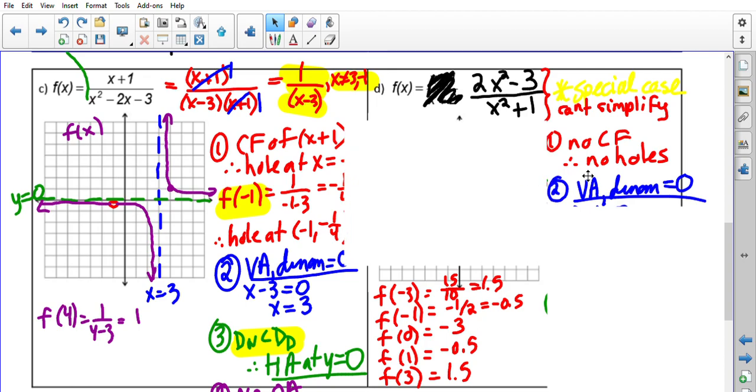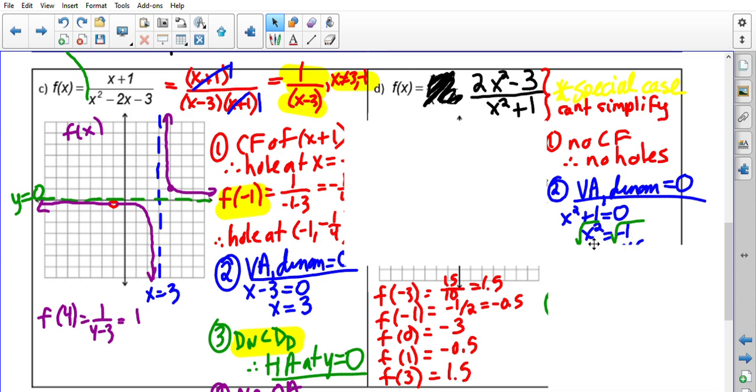So part 1, there are no common factors in the top or bottom, so therefore there are no holes. Part 2, we want to know when the denominator equals 0. So when does x squared plus 1 equal 0? That means I bring 1 to the other side, so it becomes x squared equals -1.